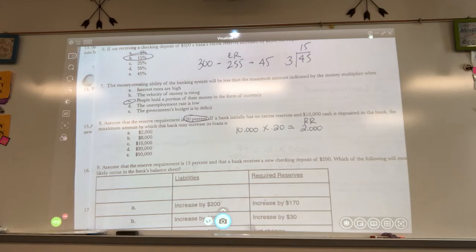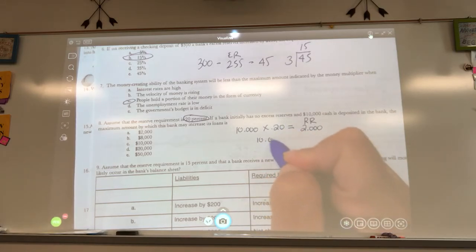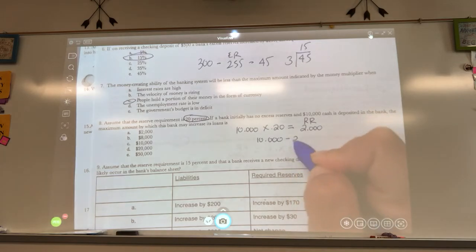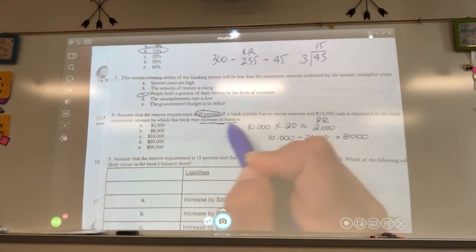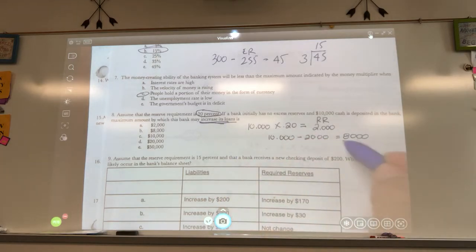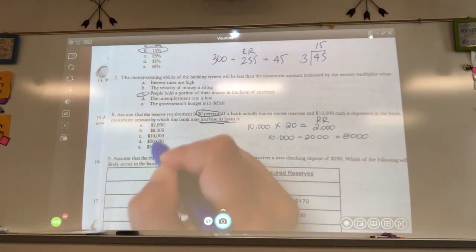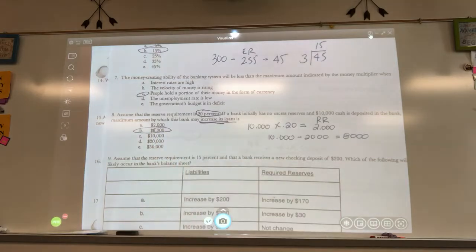So is this the answer? No. What do I need to do next? Subtract the 2,000. 10,000 minus 2,000, which gives me what? 8,000. Is that my answer? Because it asks me to increase its loans, right? It may increase its loans. That's the answer. So what's my answer here? B.